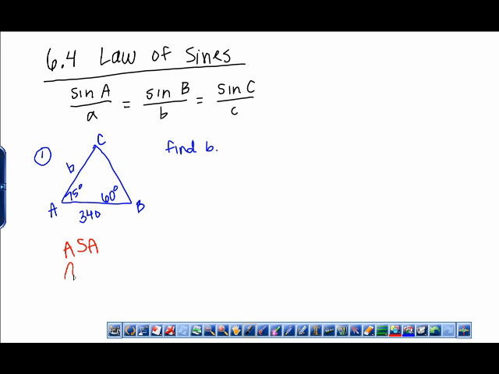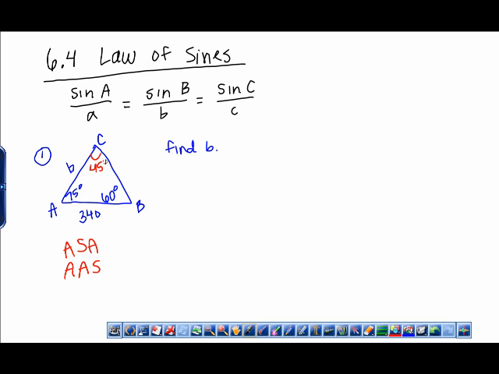Okay, let's think about what if this had been AAS. Instead of angle B, what if you had been given angle C? Would that really change the triangle? It really wouldn't change the triangle. You know here what this angle has to be. These three things have to add up to 180. So if I add 75 and 60 and subtract that from 180, I get 45 degrees.